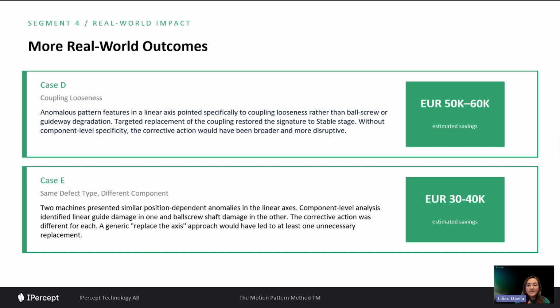The common thread is the system didn't just say something is wrong. It said which component and what to do about it. And that is the difference between a targeted intervention and a broad one.